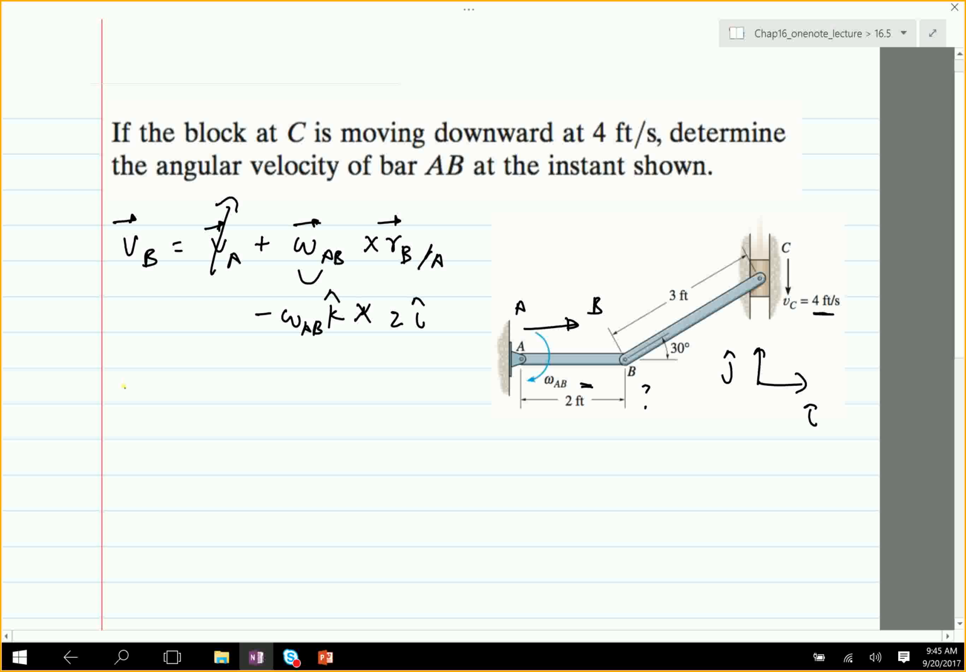Okay, so VB I'm going to write as VBX I plus VBY J equals, again, I, J, K. So K cross I is, if you go from K to I, you get J in the counterclockwise direction. So it's going to be J, and it's going to be minus 2 omega AB.